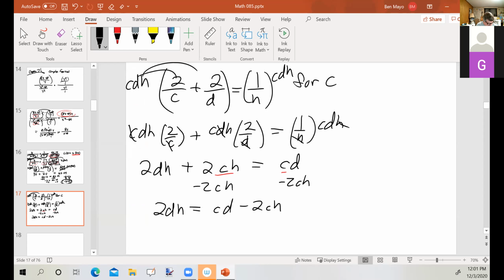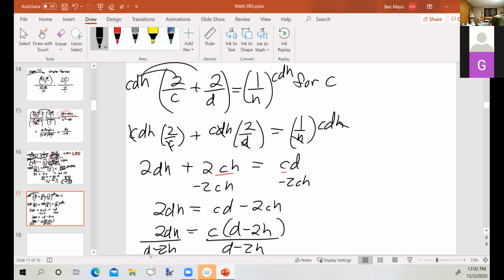Okay. Now, here's the tricky part. We need to get C by itself. How we're going to do that is we are going to factor the C out of both terms on the right side, leaving behind D minus 2H. Okay, see what I did there? Yes. Now we're going to divide both sides by D minus 2H, and C equals 2DH over D minus 2H.